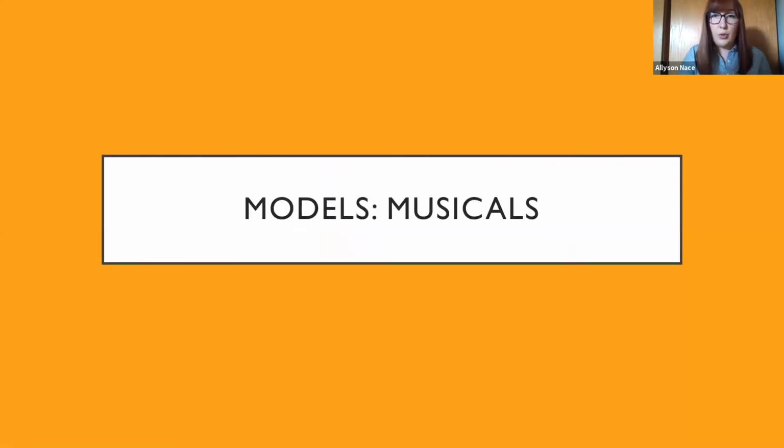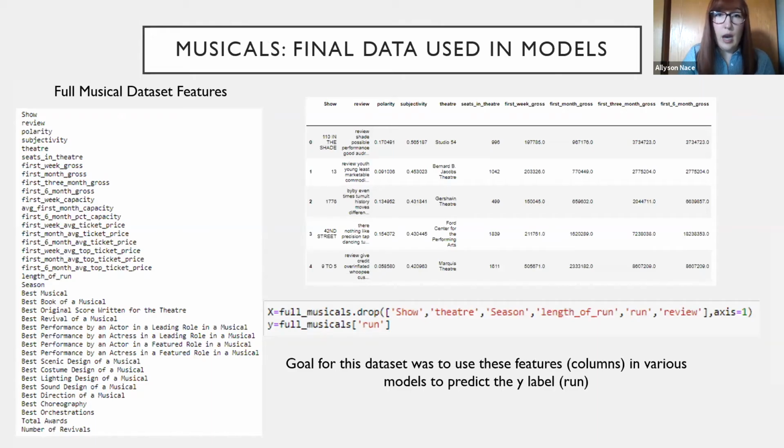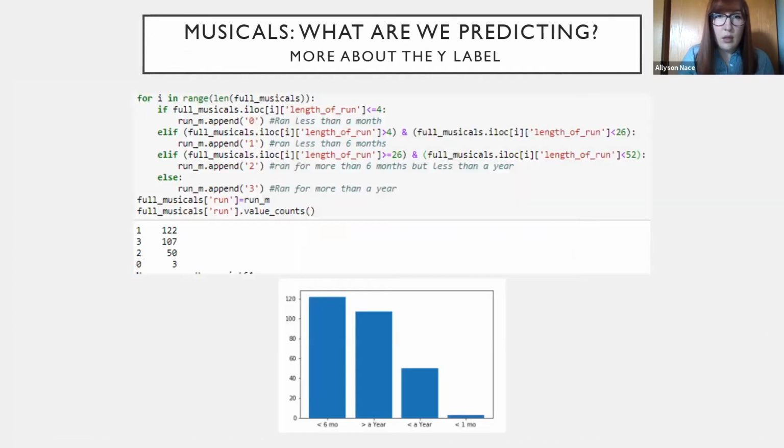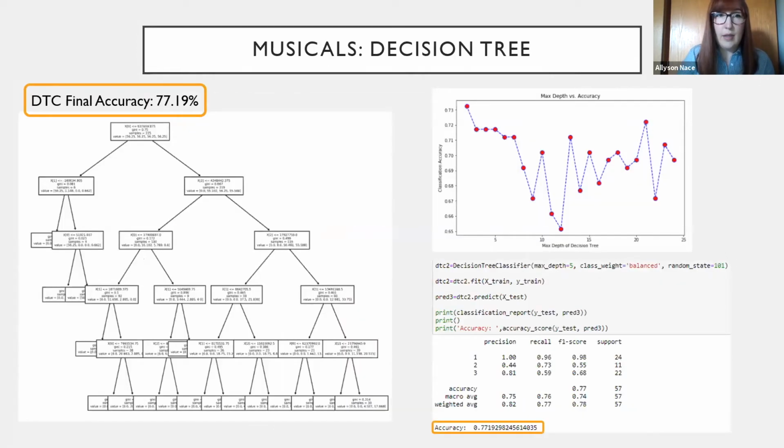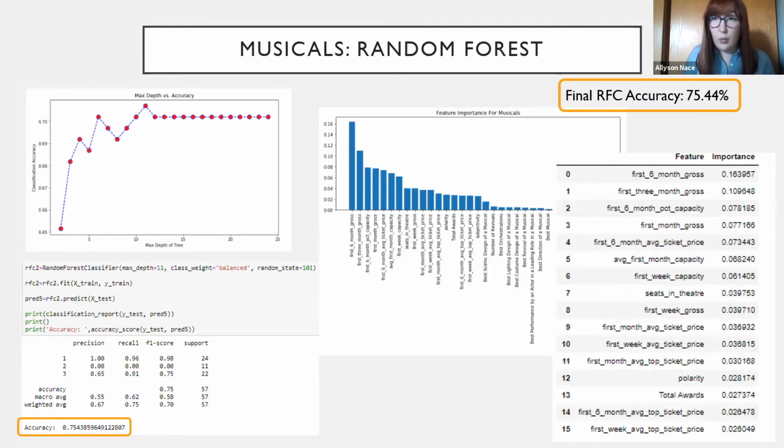So, models for musicals. My musicals were not as accurately predicted, and I'll go into maybe why towards the end of the presentation. I split them the same way as the plays, and you can see that each musical is its own vector in the data set. I split these into the same type of categories. My decision tree only got to a 77%, which I wasn't super happy with. So then I tried a random forest, and unfortunately my random forest was even worse, around a 75%. And I don't know about you all, but I'm not super pleased with this accuracy.